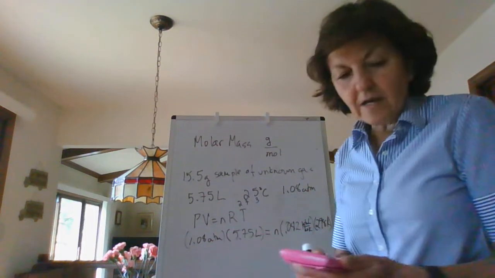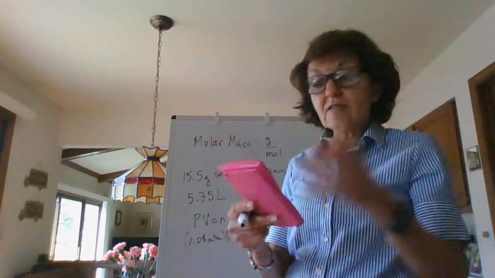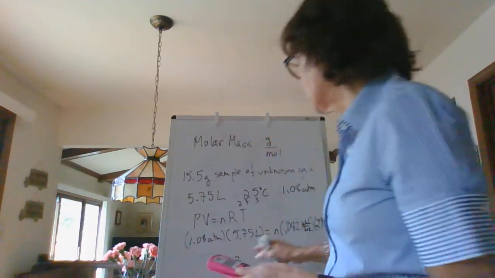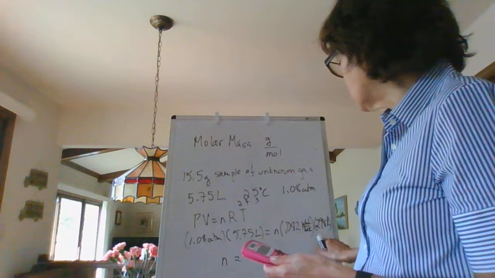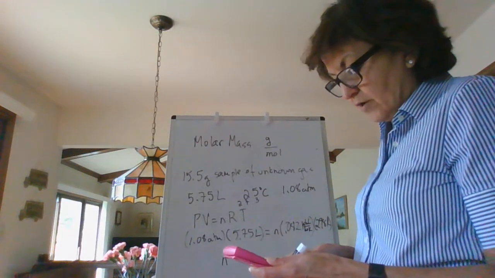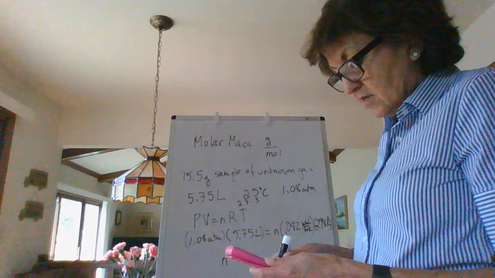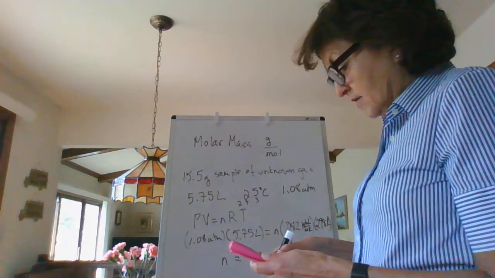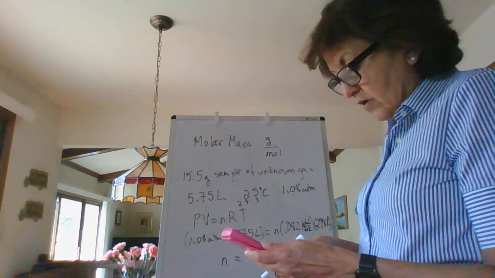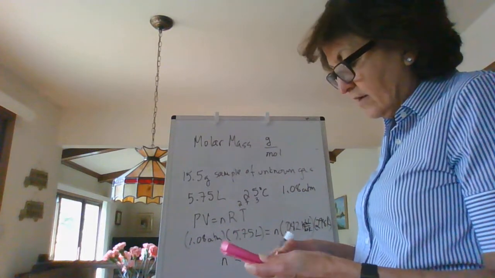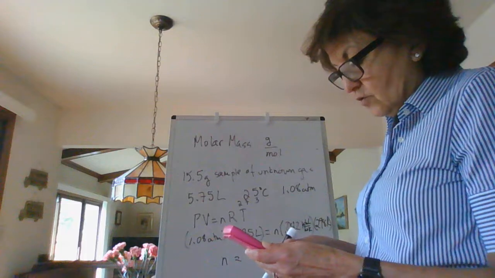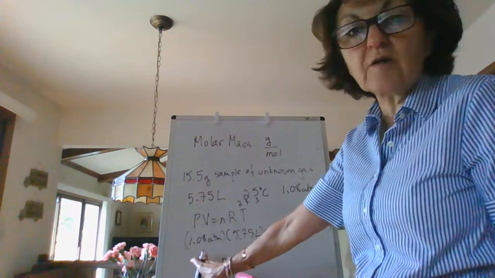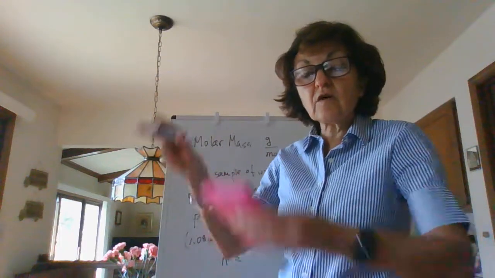Let's go ahead and do the math here. Hopefully this time I will plug numbers in right. N is equal to, so basically this times this divided by this divided by this. So 1.08 times 5.75 divided by 0.0821 divided by 298. Why am I pressing divide? Because both of these are in the denominator.